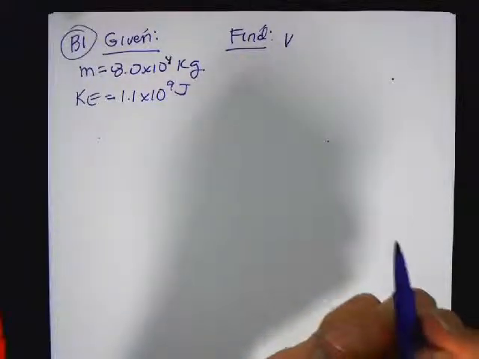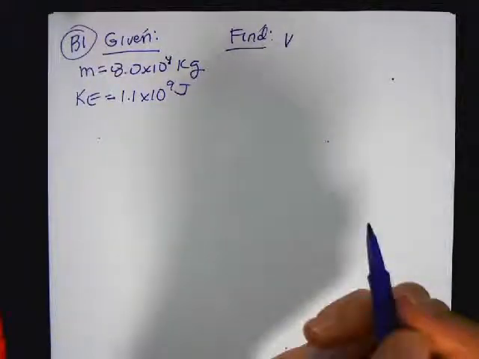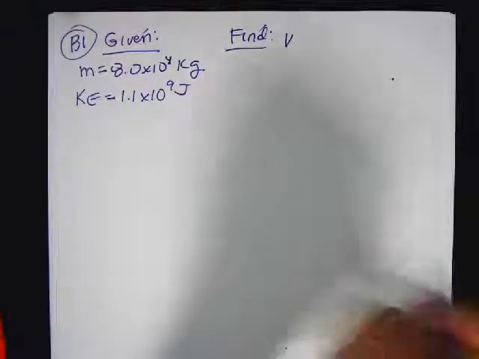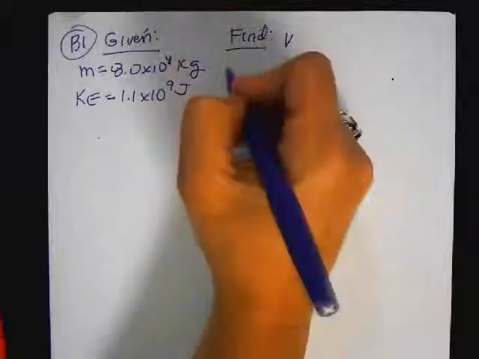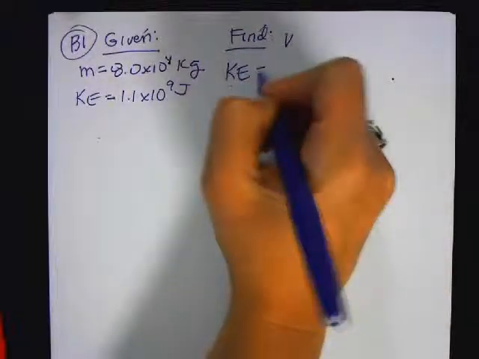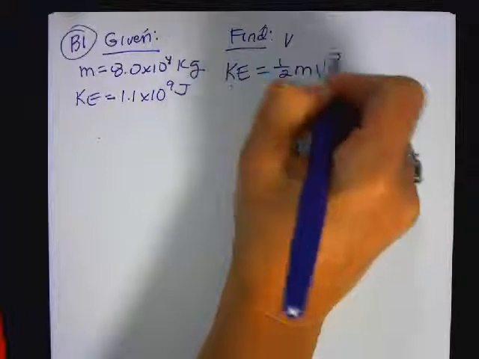So the first thing I do is I write down my basic equation. I don't write down the basic equation rearranged. I don't just write down numbers and start dividing or whatever. I write my basic equation. So the basic equation is kinetic energy is 1/2 mv squared.